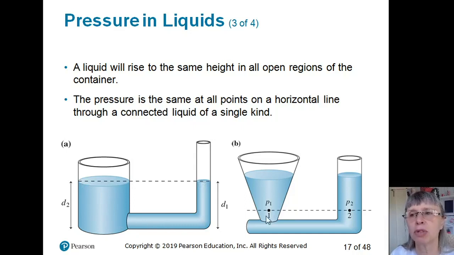And it doesn't really matter. So what this is showing you is it doesn't matter what the shape of the container is. The liquids will always rise to the same level. So here it looks like maybe this pressure might be less because the shape is different, but it's not. As long as the depth is the same, the pressure is going to be the same.